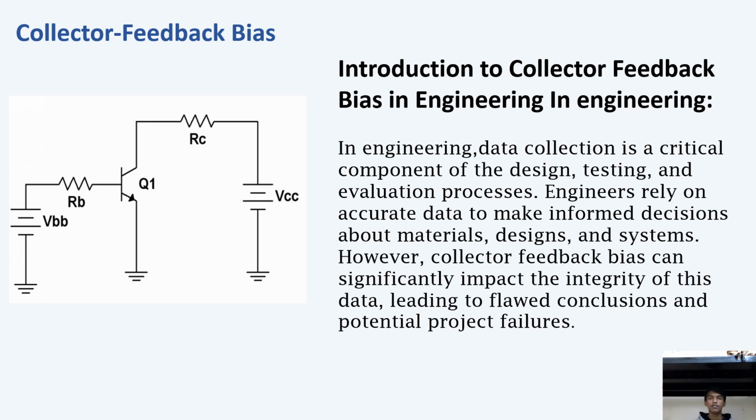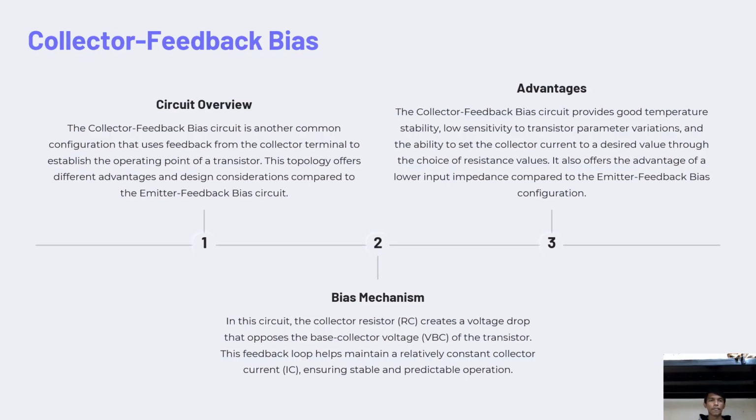Collector feedback bias. Circuit overview. The collector feedback bias circuit is another common configuration that uses feedback from the collector terminal to establish the operating point of the transistor. This topology offers different advantages and design considerations compared to the emitter feedback bias circuit.